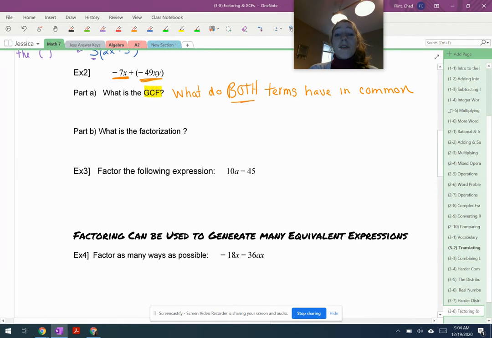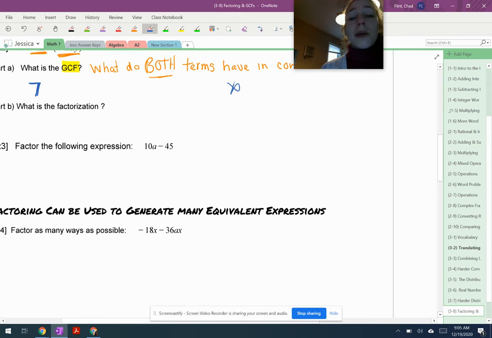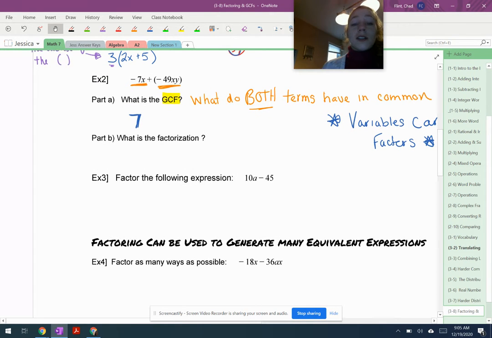Well, if I'm thinking about factors, the only factors of 7 are 7 and 1. But luckily, I know my facts a little well, and I know that 7 goes into 49. So my greatest common factor is definitely going to be 7. But here's the thing. It's not just 7 because, as we said at the beginning here, variables can be factors. So we're going to make a little big note of this. Remember that variables can be factors also. And we're going to see a bunch of that in this lesson.